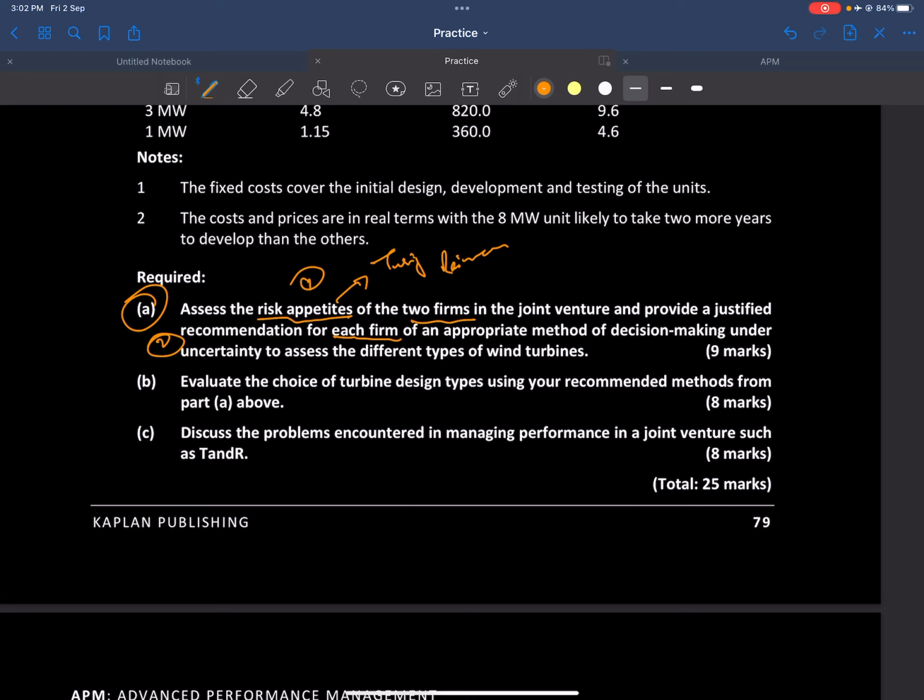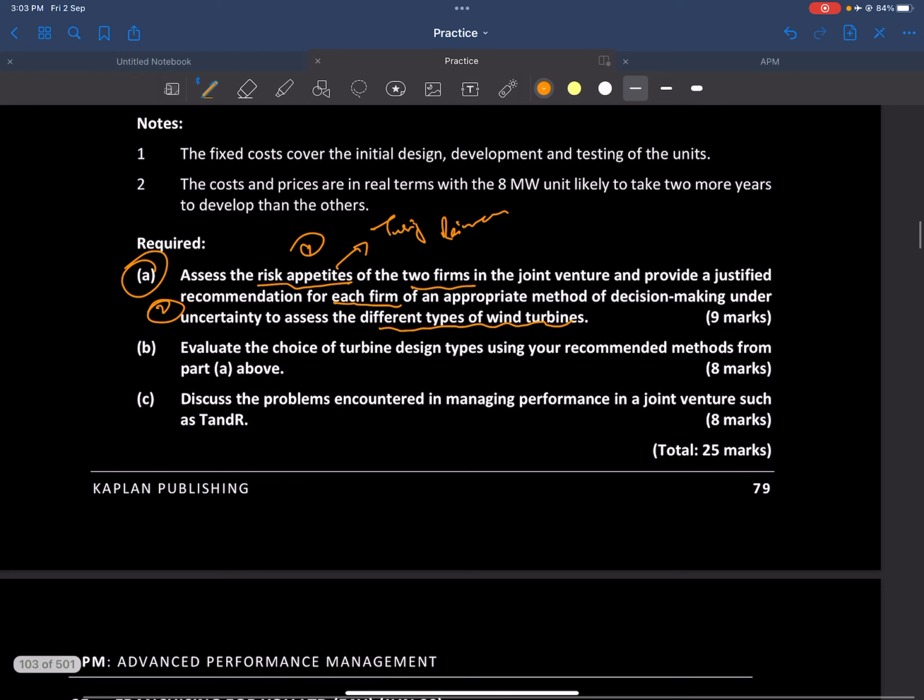Under different types of wind turbines, so under that, we'll come to it as well. And then evaluate. The verb is evaluate. Evaluate what? The choice of turbine design types using your recommended methods from part A above. So it's based on that we need to give our answer.